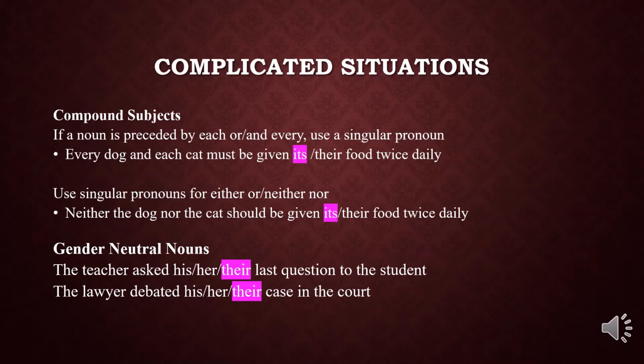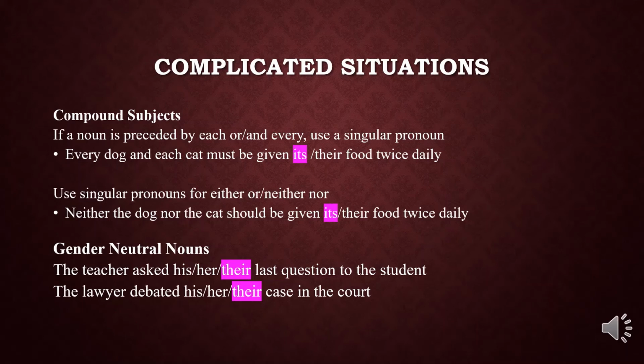Now, there are some complicated situations where simple rules do not seem to work, and we might be confused as to which pronoun to use. Some examples are compound subjects. Compound subjects are 2 or more words, phrases, or clauses joined by and, or, nor, etc.